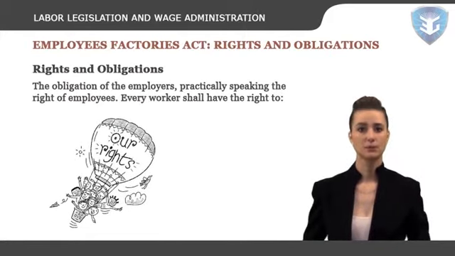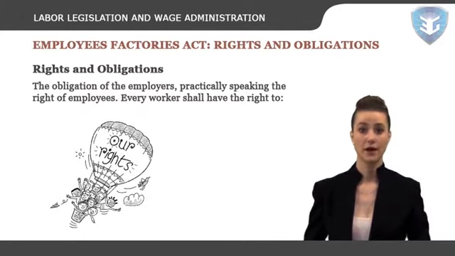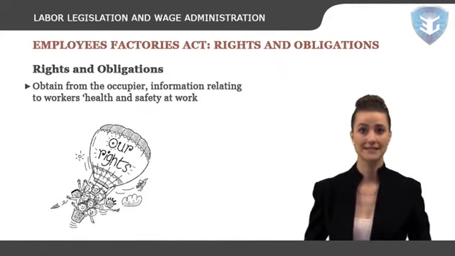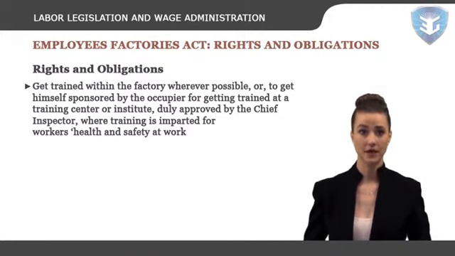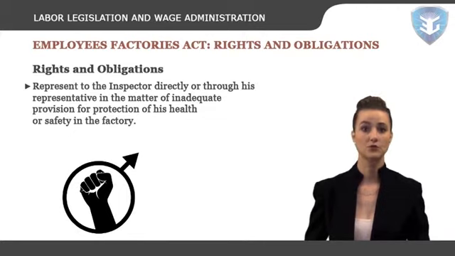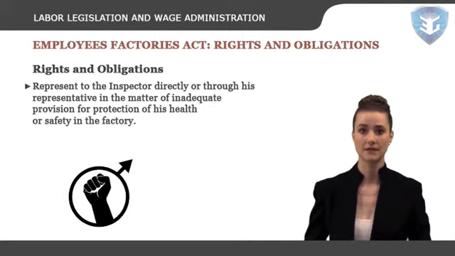The obligation of the employers is, practically speaking, the right of employees. Every worker shall have the right to: a. Obtain from the occupier information relating to workers' health and safety at work; b. Get trained within the factory wherever possible, or get himself sponsored by the occupier for getting trained at a training center or institute, duly approved by the Chief Inspector, where training is imparted for workers' health and safety at work; c. Represent to the inspector directly or through his representative in the matter of inadequate provision for protection of his health or safety in the factory.